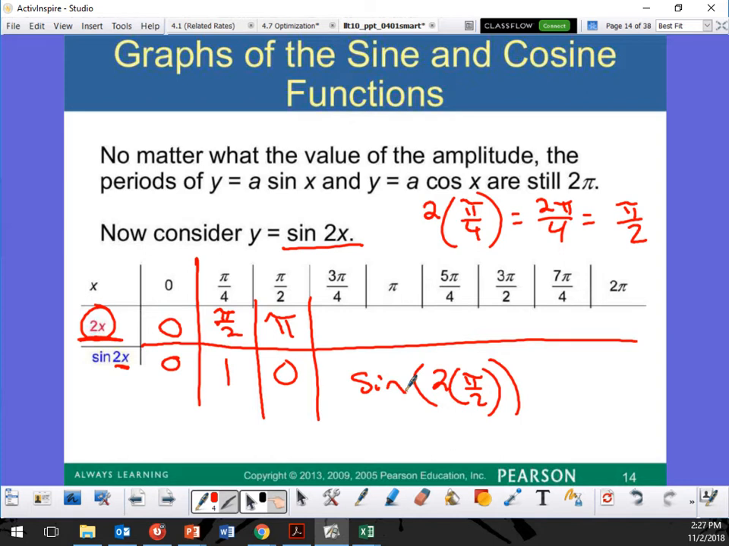If you look at it, it's pi over 2 that I have here, right? And it's 2 times that, so that turns into just pi. So now I'm done with the inside. Now I say, what is the sine of that? And that's where we get the 0. Does that make sense?